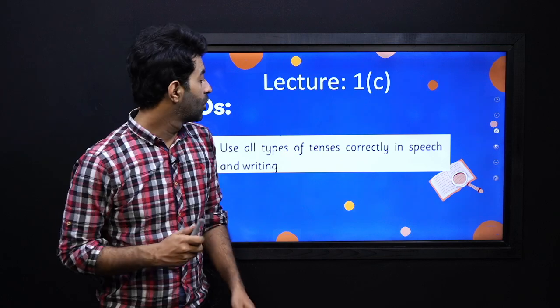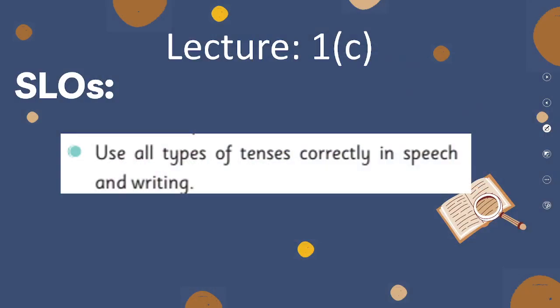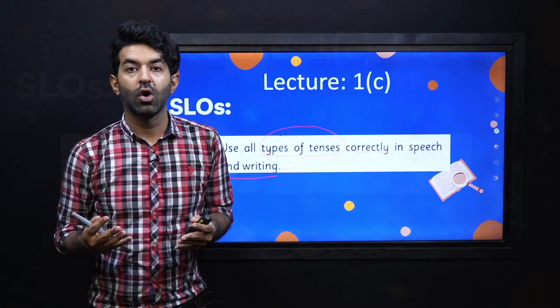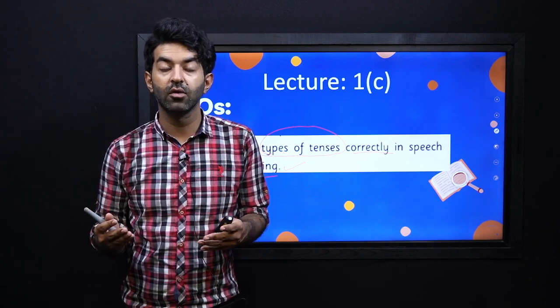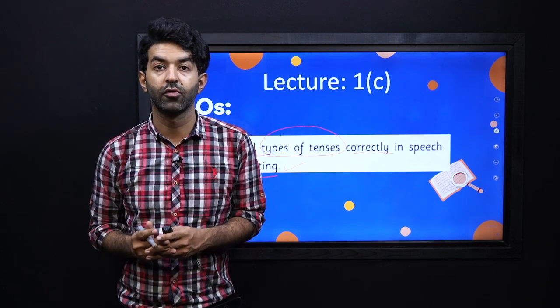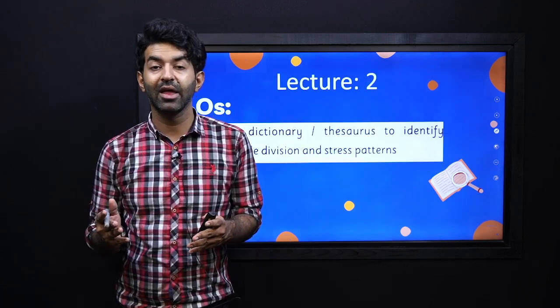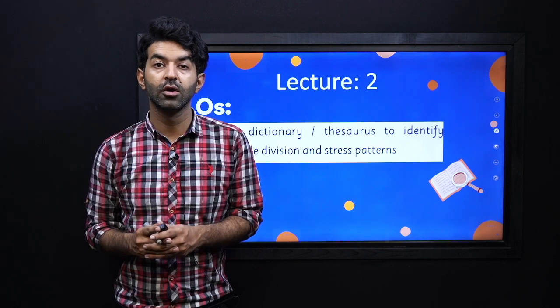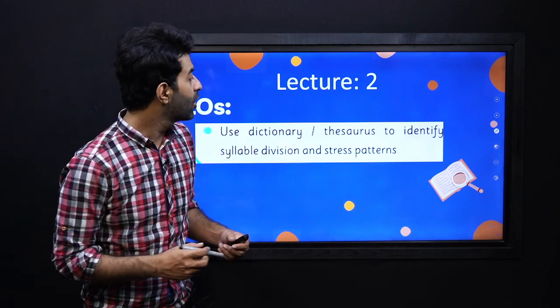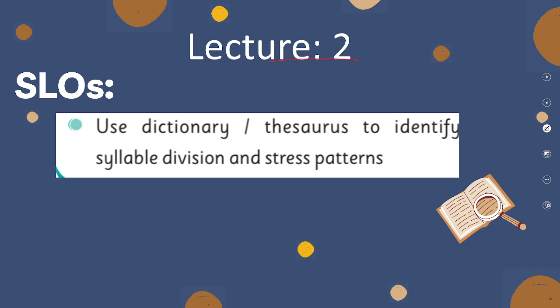Next one is, again, about the grammar competency, where we have to use all types of tenses correctly in speech and writing. Of course, we are not going to cover all the tenses in this one video lesson. Rather, we will cover the one which is included in the main lesson of your book. So we will talk about that tense, try to understand it, and make sentences of our own using that tense. Next, we have lecture 2 in the series, where we will talk about vocabulary.